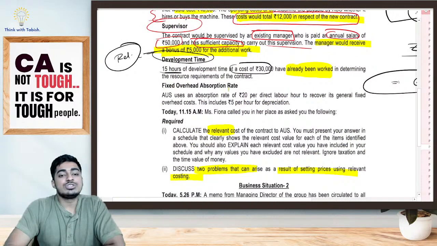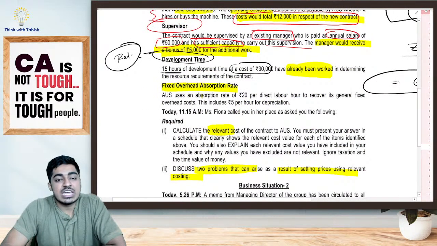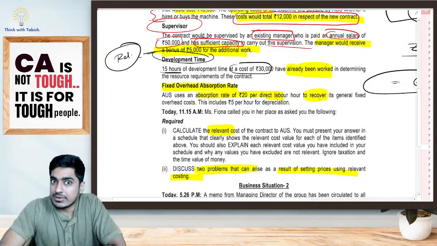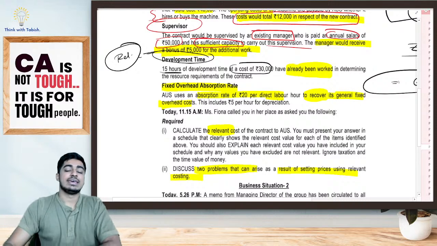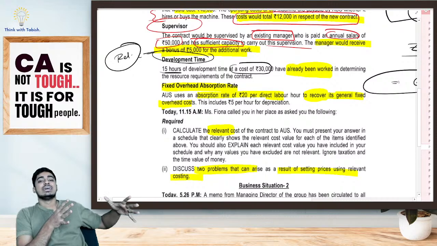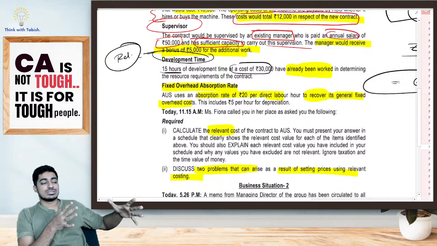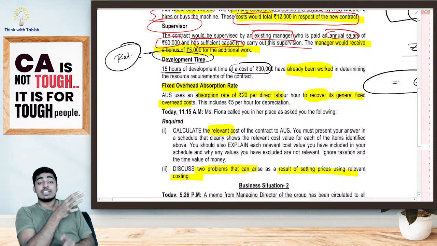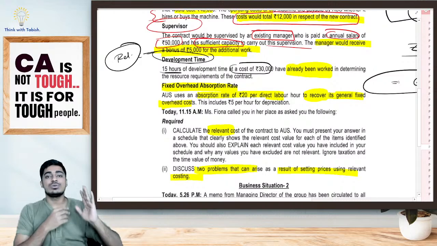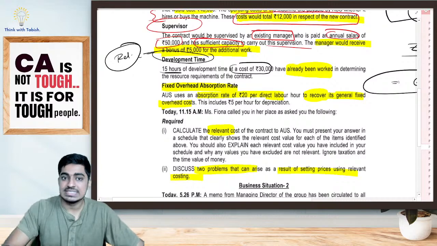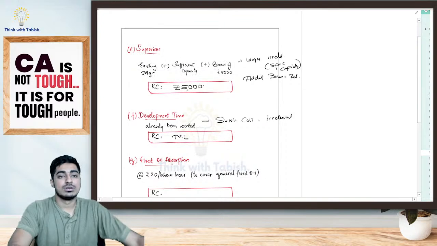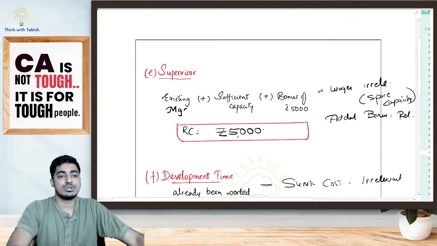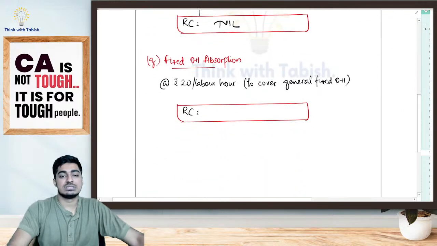Fixed overhead absorption rate. AUS uses an absorption rate of 20 rupees per direct labor hour to absorb, to recover its general fixed overhead. The company is incurring general fixed overhead, rent and all other general cost. So to recover that, we are charging. It is not incurred extra. Just to recover, we are charging it to all the products. So is it relevant, students? No, it is not going to be relevant because there is no incremental cost at all. So it is going to be irrelevant, students.